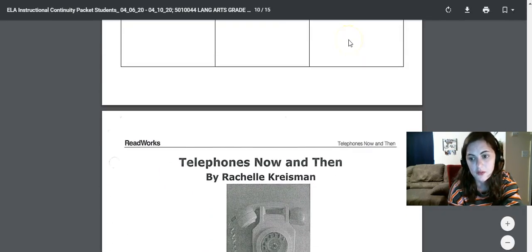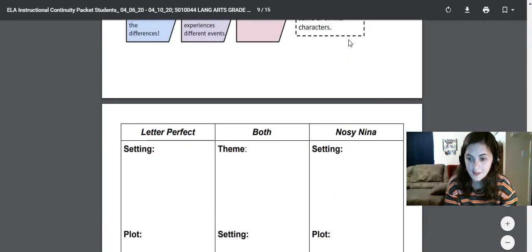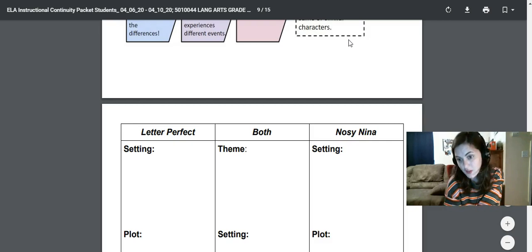And then we're on to day 4. Day 4 is going to be more about informative writing, so I'll have a video posted for that just coming shortly.